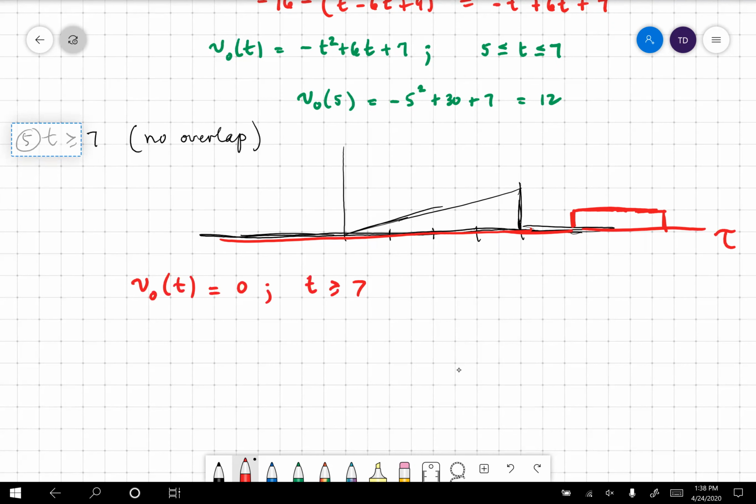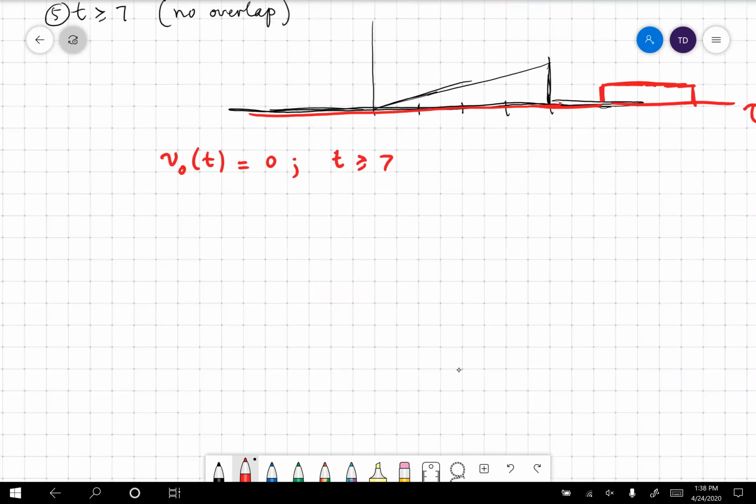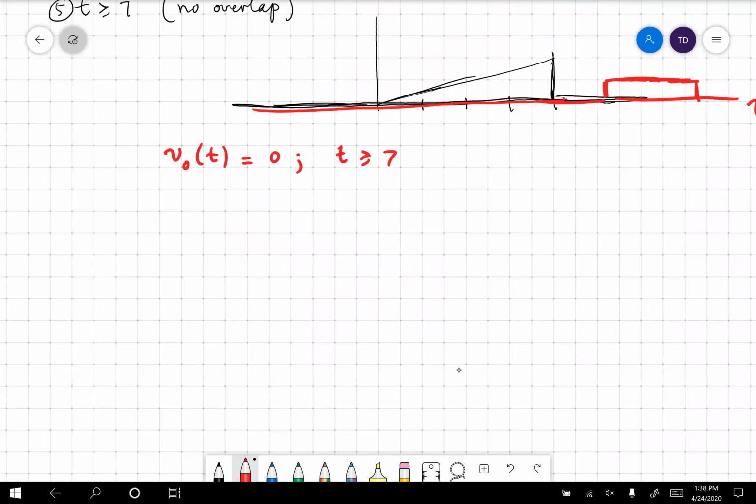So typically what's done is the following. You take all of those sections, you put them all together, and you write them as one function. So like the following. VO of t equals, and we write all these regions.